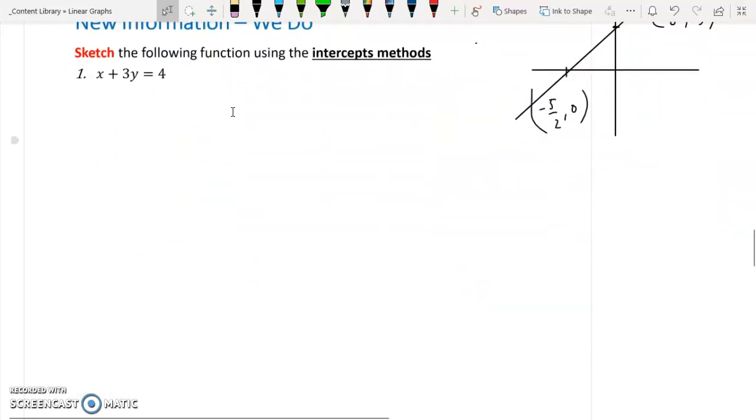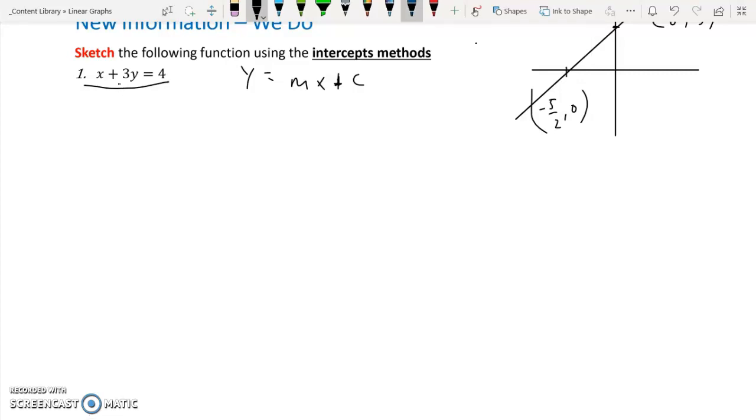Okay, now we're going to look at when the equation is in this form. Yesterday we looked at rearranging this into gradient intercept form, which required a bit of algebra, but not too bad. Here I just want to use the intercepts method so that we can practice that and show that it might be a better method.